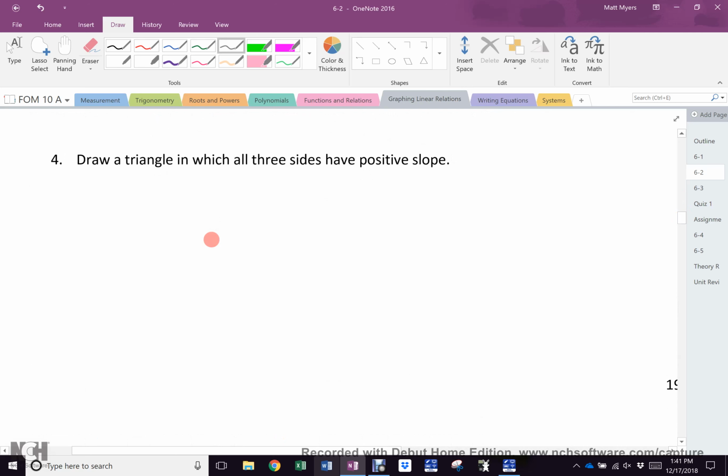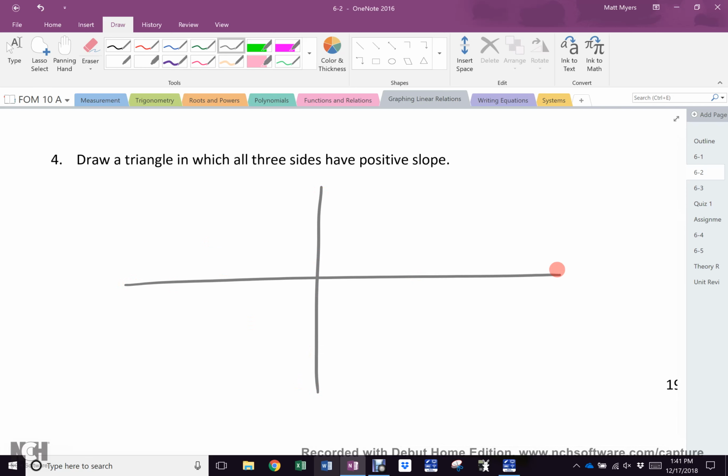Try to draw a triangle that has 3 sides that are a positive slope. If it helps, start with that. No, a triangle. All 3 sides have a positive slope. A triangle cannot have a slope. It's 3 different lines.